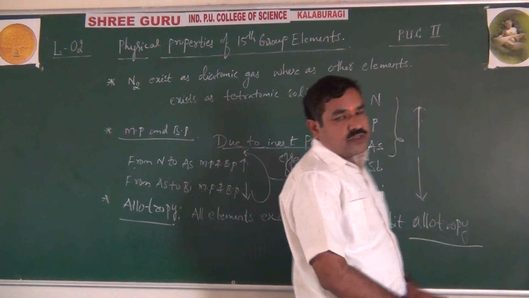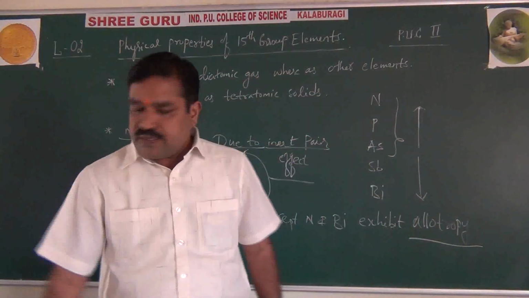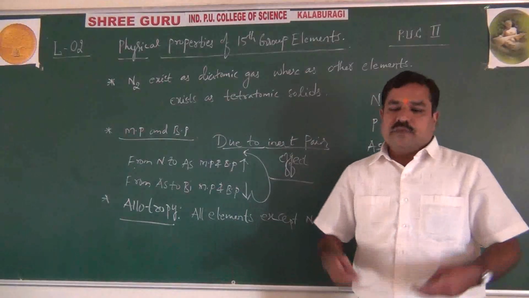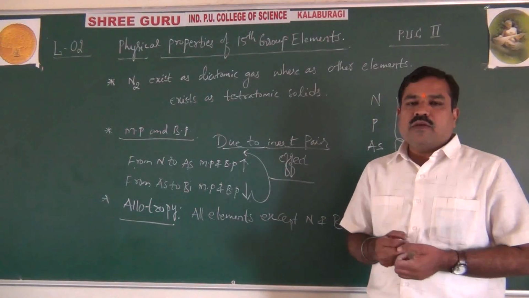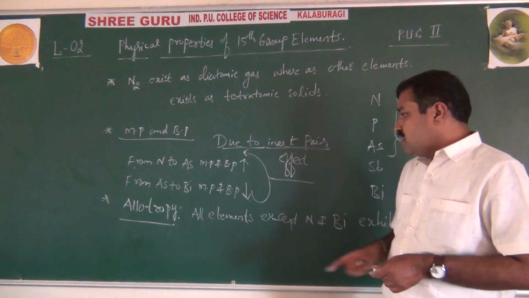So what is this allotropy, students? Allotropy means the different forms of the same substance existing in equilibrium with each other at a definite transition temperature. Those are called allotropes.